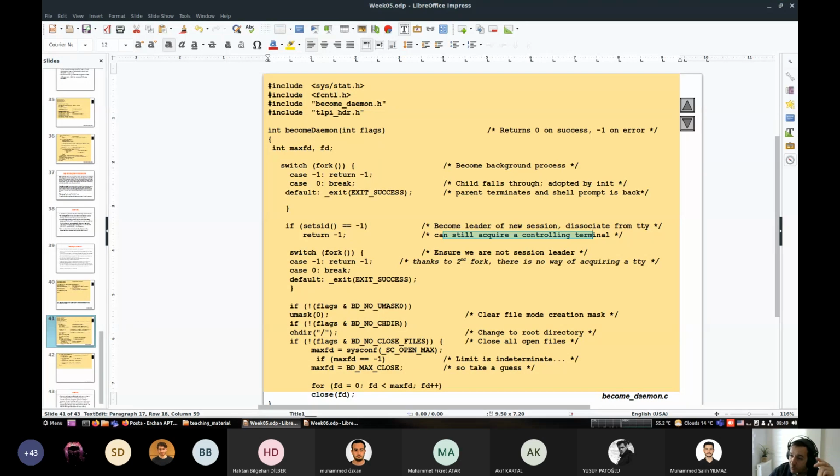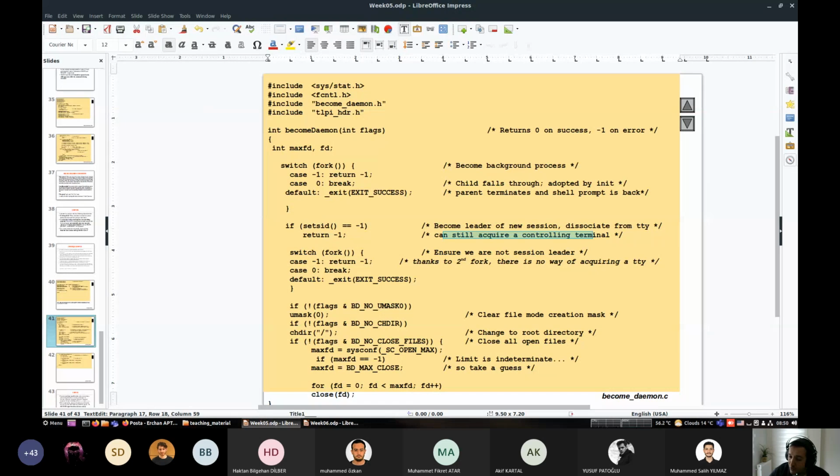So in order to eliminate that possibility, we call fork again, a second time, and we ensure that this time we will not be the session leader. Thanks to the second fork, at this point there is no way that this process can acquire one more controlling terminal, even by accident. It cannot happen. And of course, the parent, the one that we had just cloned previously, also exits.